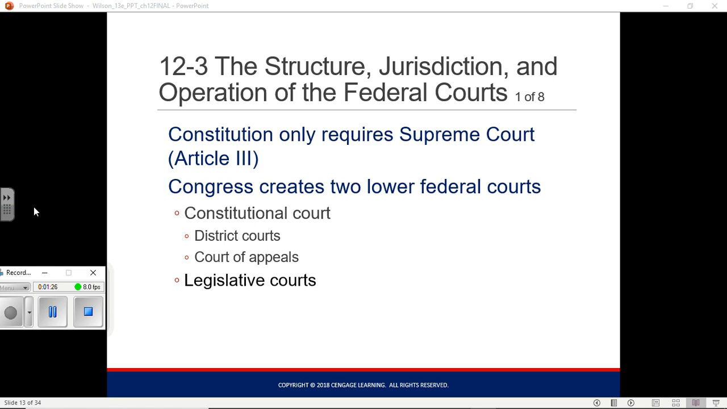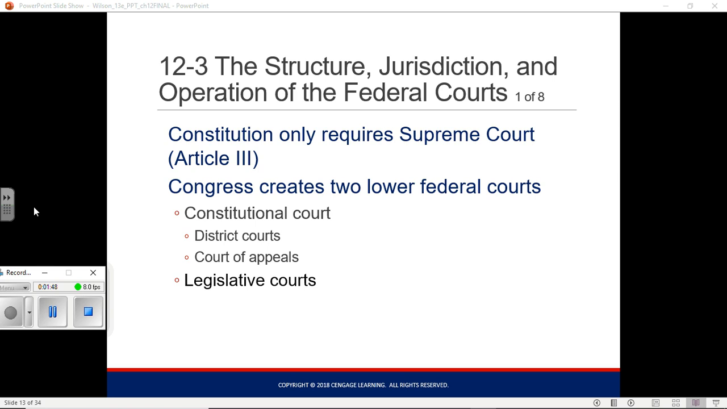Eventually, Congress created several lower federal courts, actually two types. They created a number of them, but there are two types. There's the constitutional court and the legislative court system. A constitutional court is one that basically does everything the Supreme Court does, but at a lower level. It does not have purview or jurisdiction over the entire country.